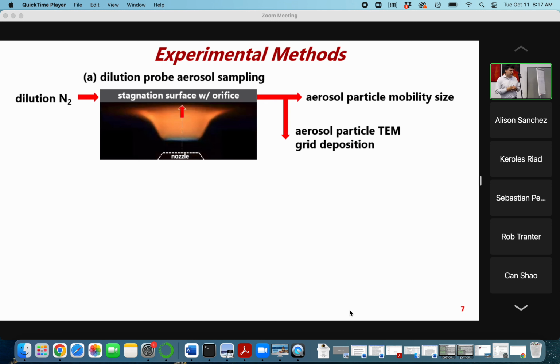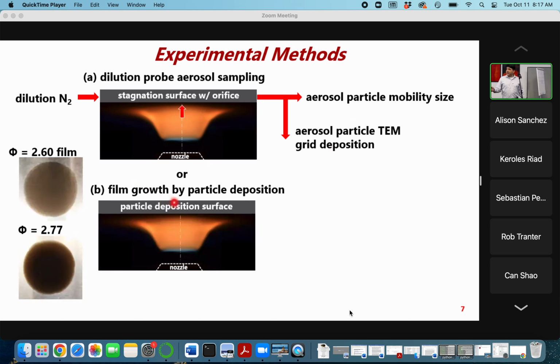So one way that we sampled these particles was to pull an aerosol sample from the center line of the flame, and then after dilution, analyze the aerosol either by a particle mobility sizer or deposit this diluted aerosol onto a TEM grid. We also used this stagnation surface as a deposition surface to grow these films. So for the particular flames of today, here's one at the lighter sooting condition and a heavier sooting condition. And then you can analyze these films directly.